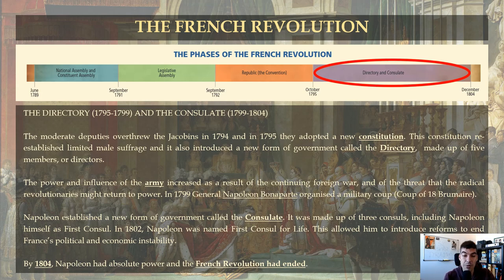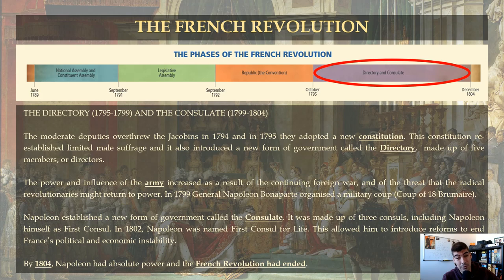This constitution reestablished limited male suffrage and also introduced a new form of government, the Directory, El Directorio, in which the executive power was held by 5 members or 5 directors. Okay? At this time, France was starting to win battles against these 4 countries that we have talked about before, so the power and the influence of the army increased. And some of these generals of the army were gaining a lot of popularity.